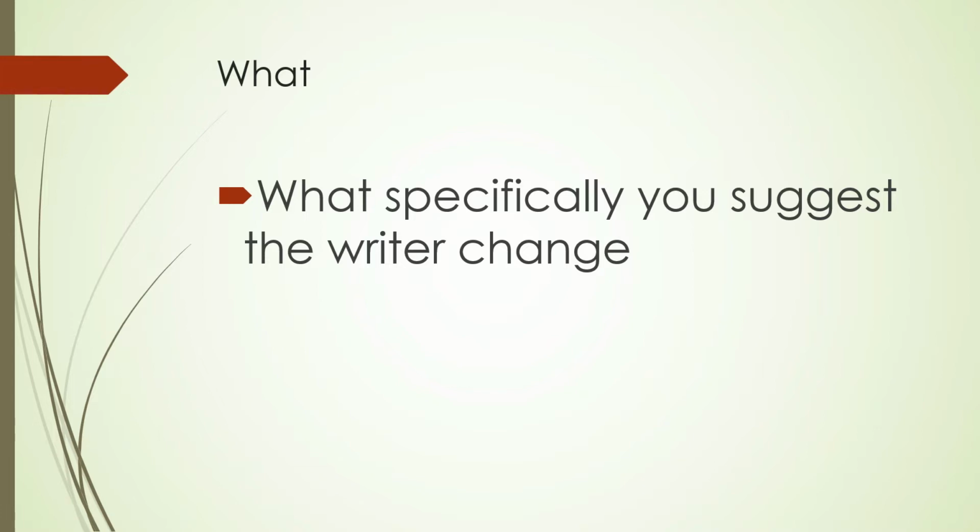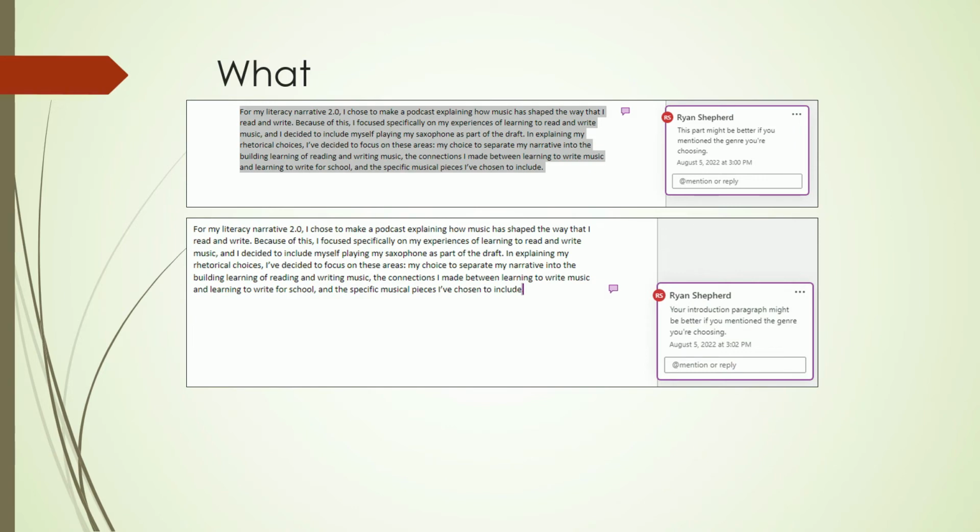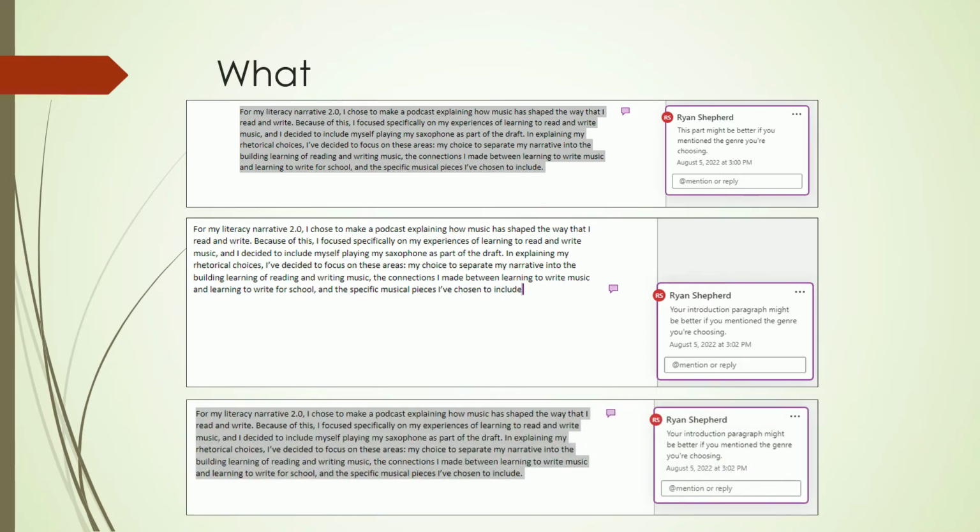There are a few ways that you can help with this. The first is to highlight what you're referring to in your comment. As you can see in this example, I've highlighted the first paragraph to let the writer know that that's what I'm referring to in my comment. You can also refer to the part directly in the comment itself. As you can notice here, I say your introduction paragraph might be better. So the writer can know that I'm referring to the introduction paragraph. But the best situation is when you do both. When you highlight the part you're referring to and refer to it in your comment. That way the writer can know what specifically you want them to work on.